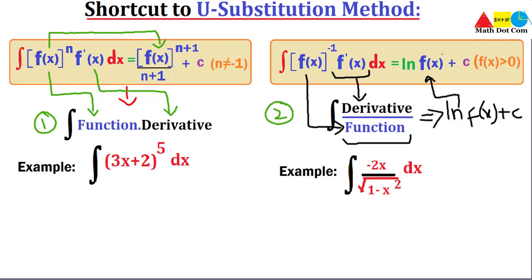So these are the two examples that we have used in our previous lectures while finding the integration by using U substitution method, and now we are using a shortcut to U substitution method. Let's see how it will work. So in example number 1, here we have 3x plus 2. Now just look at this, you don't have the derivative here. The derivative of 3x plus 2 will be 3.